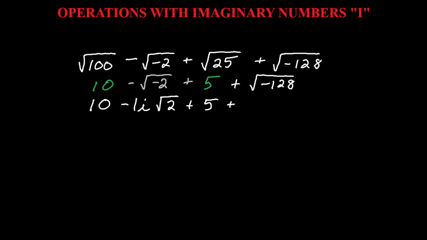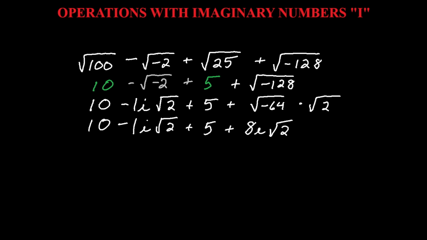The square root of negative 128 can break down into radical minus 64 times radical 2. The radical 64 can be simplified to be 8i radical 2. Now we combine like terms, the 10 and the 5, is 15, and I have 8i radical 2 minus 1i radical 2, which is 7i radical 2. And that is the final answer.